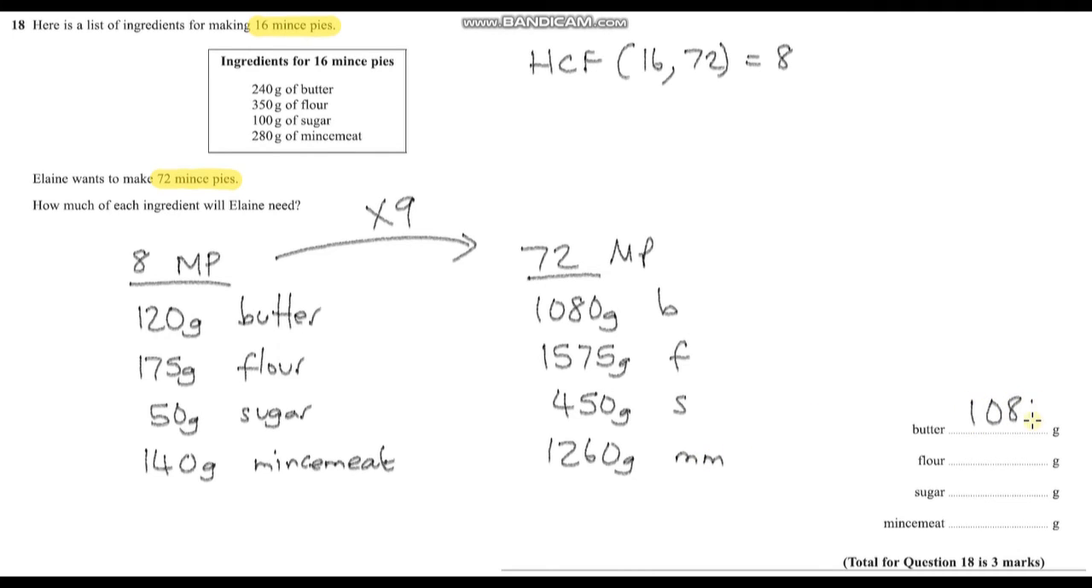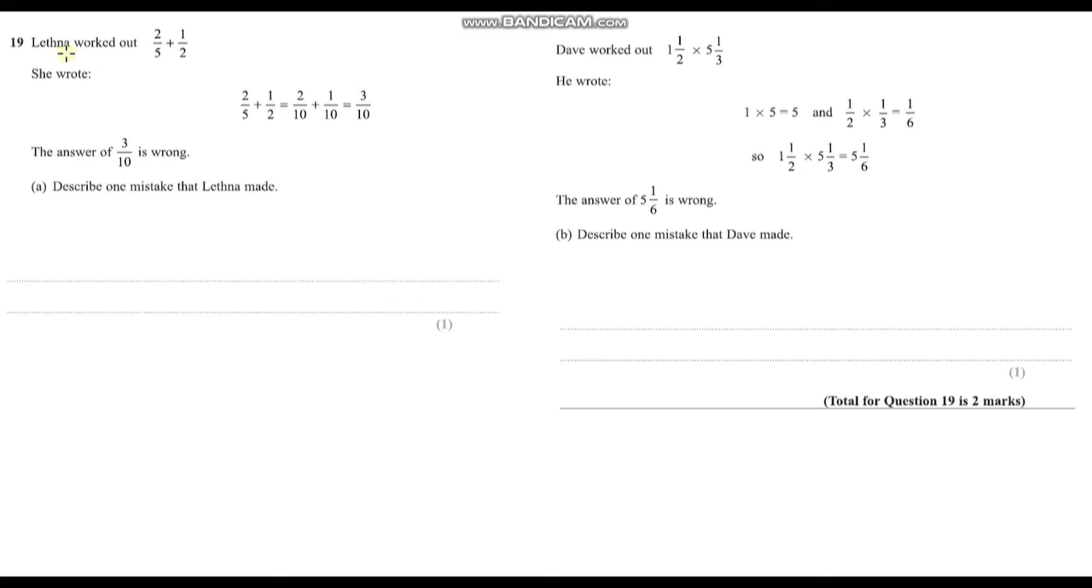So we've got 1080, 1575, 450, and 1260. So there are a few ways of doing this, but I think this is definitely the easiest way to find the highest common factor of both numbers. So then you can just divide this by some number and then multiply it by some number to get how many you need. Question 19.